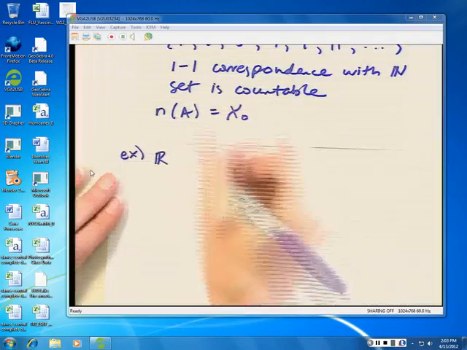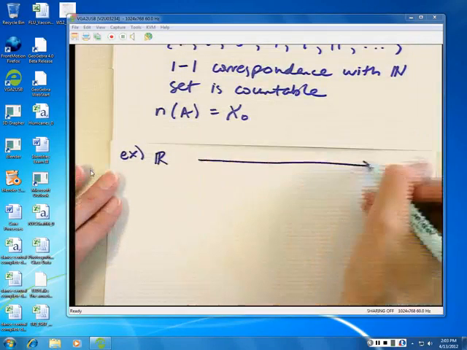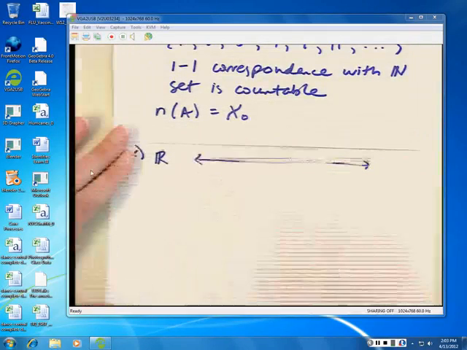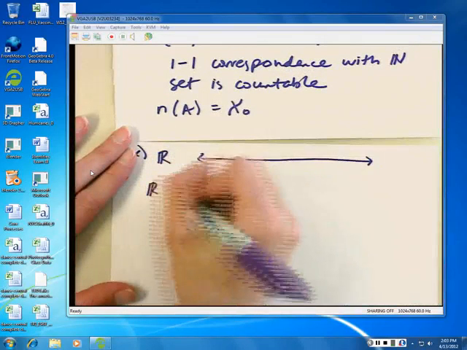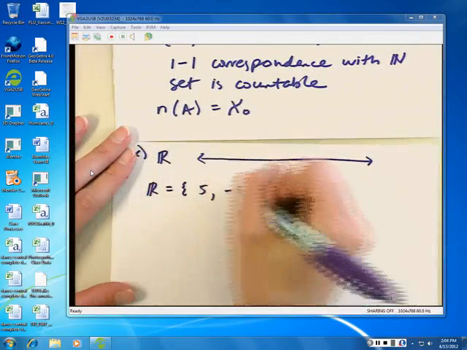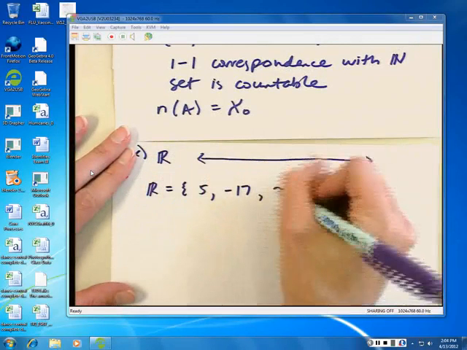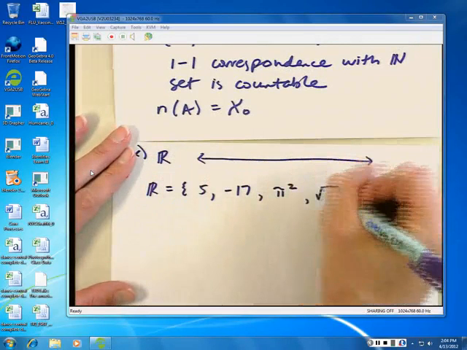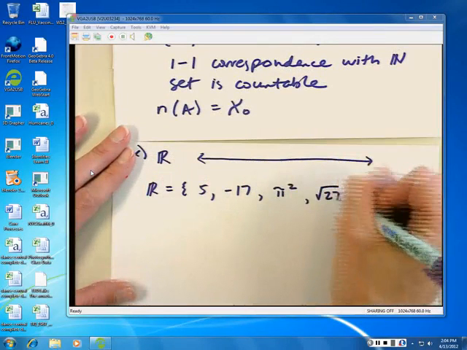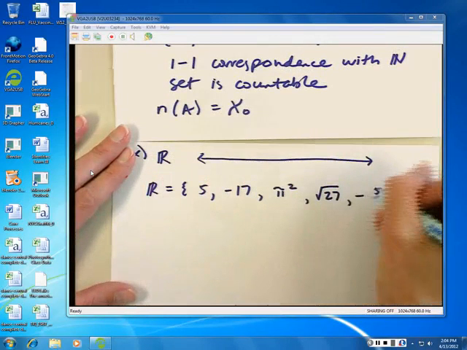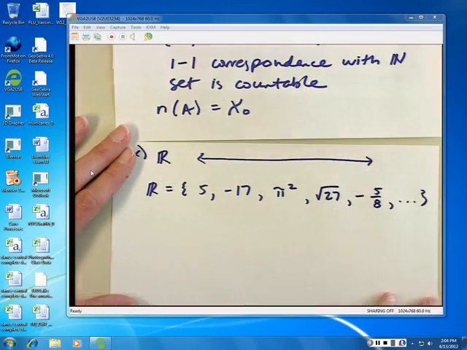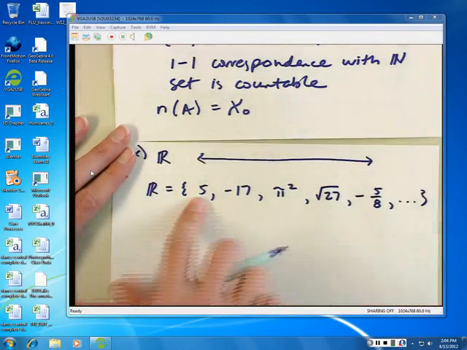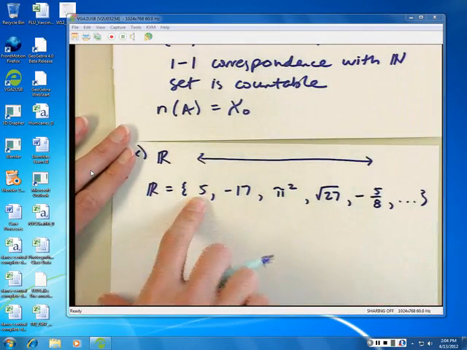Here's how I can define it. Everything that you can find on this number line here. Oh, remember how I said C was a continuum? So my real numbers, I could give you examples of real numbers. That would be like a 5 or a negative 17 or a pi squared or a square root of 27 or negative 5/8. I mean, there's so many, but there's no definite order, and I just grabbed 5 out of a hat. This is not the first real number.